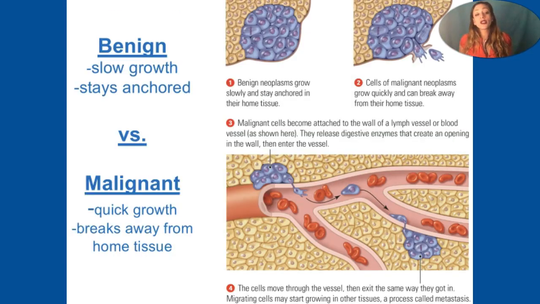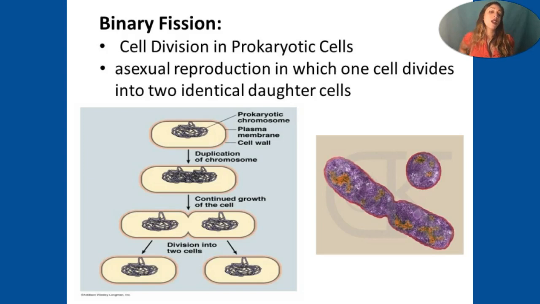So this is benign versus malignant side by side. Once again, benign neoplasms grow slow and stay anchored. So if this is a benign tumor, it's going to stay here and it's going to grow very, very slowly. Malignant, though, right here, they grow very, very fast and they can break away, as you guys can see right here. And once it breaks away, in this example, it can bleed into the cardiovascular system where all the red blood cells are. And if it gets through here, it can attach anywhere else and cause a tumor anywhere else in the body, but it can also cause blood cancer as well. Very, very dangerous to have those.